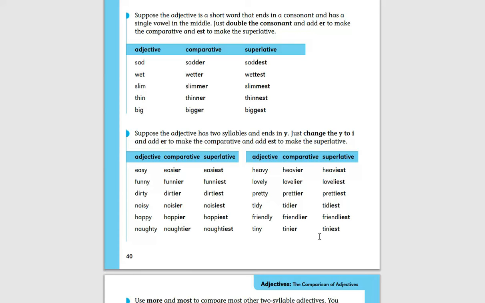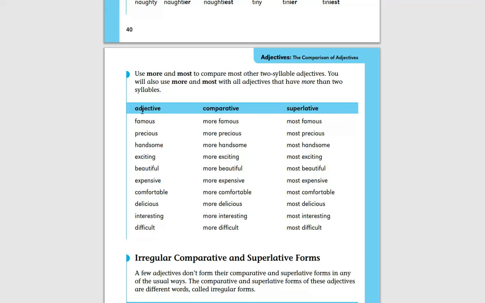Tiny, tinier. Alright, we go to use more and most to compare most other two-syllable adjectives. You will also use more and most with all adjectives that have more than two syllables. Alright, for example, famous. So, more famous and the superlative is most famous. Same with other examples, which is difficult, more difficult, most difficult.